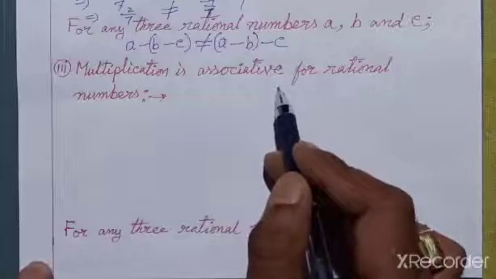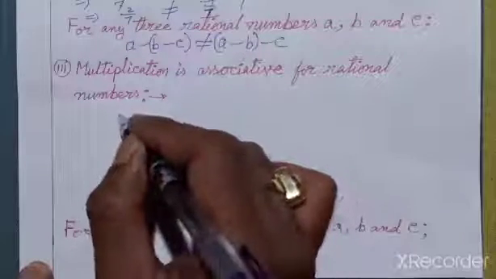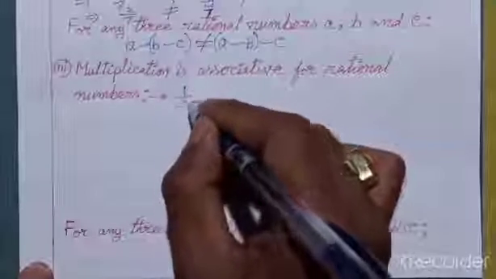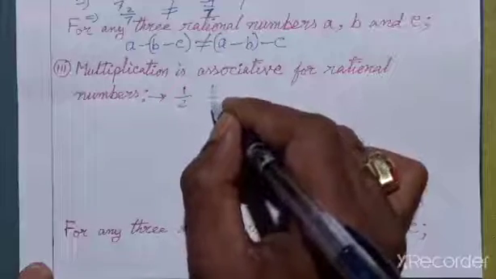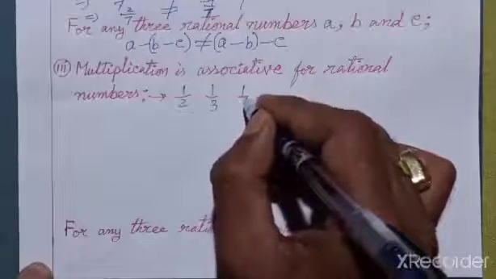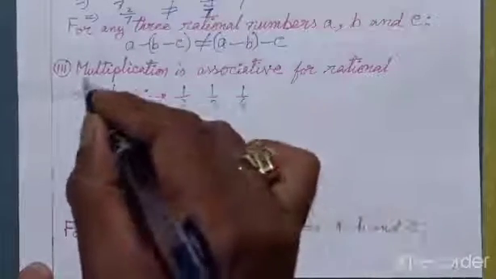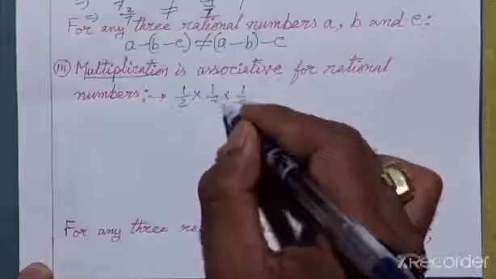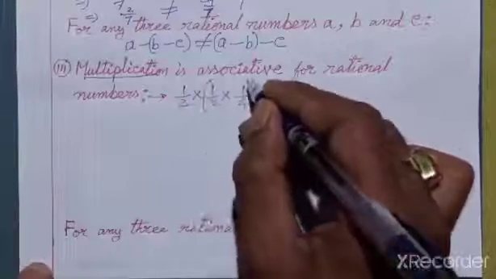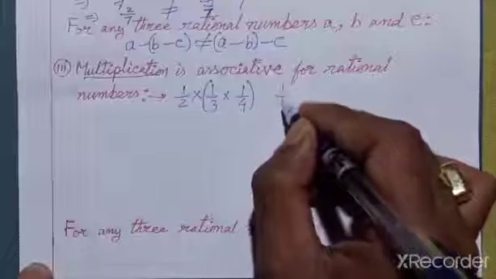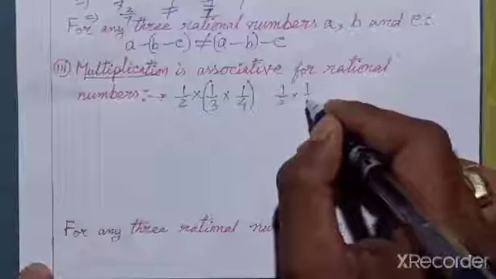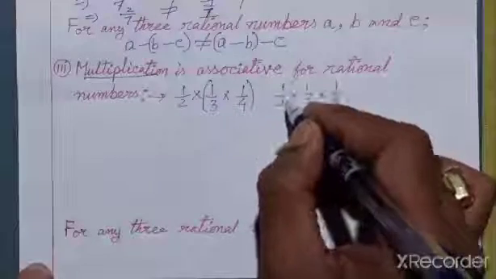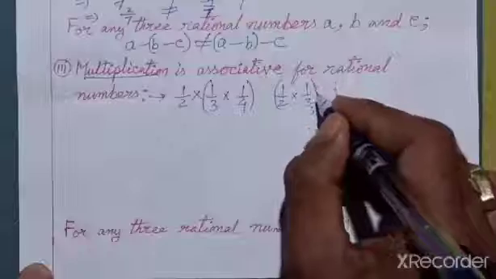Multiplication is associative for rational numbers. Let's take any three rational numbers, 1/2, 1/3, and 1/4. Here this is multiplication, so let us use multiply. 1/3 and 1/4 are grouped by using a bracket. Again 1/2 into 1/3 into 1/4. In the second case, 1/2 into 1/3 are grouped by using a bracket.